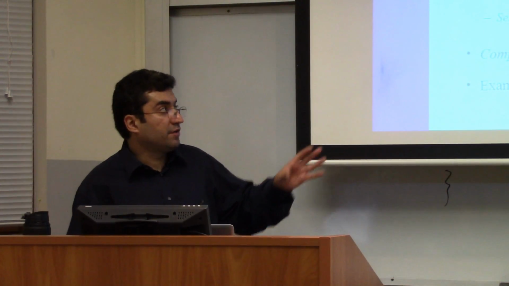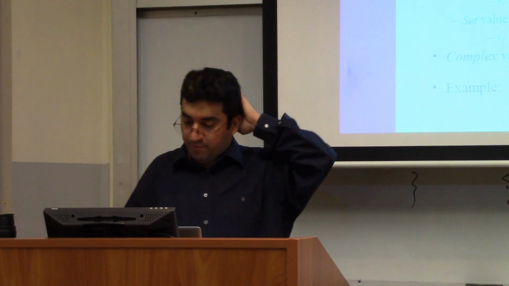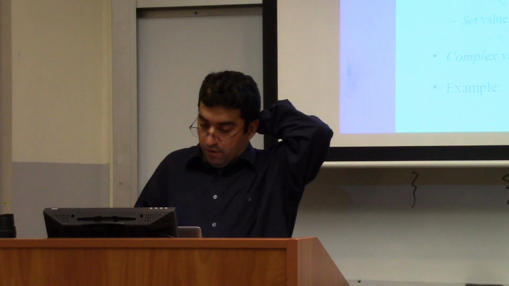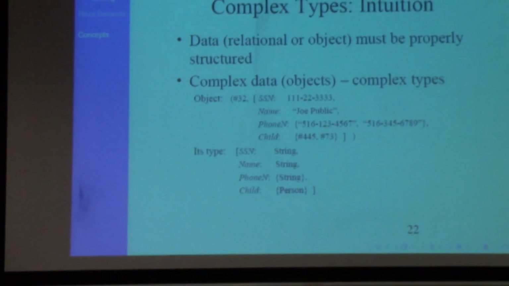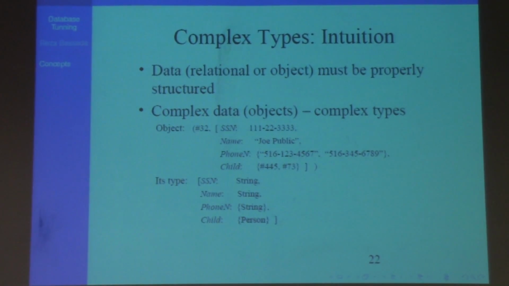However, this structure is not as simple as what you had in relational. Why? Because in relational databases, for each attribute you have just primitive types. But here, the structure of the objects is already different. You have sets, tuples, and each tuple can have pairs of attribute values, and the attribute values can also again be a set or a reference or primitive or anything like that. So here, unlike a relational database, you have complex types. So you have to be able to define complex types.